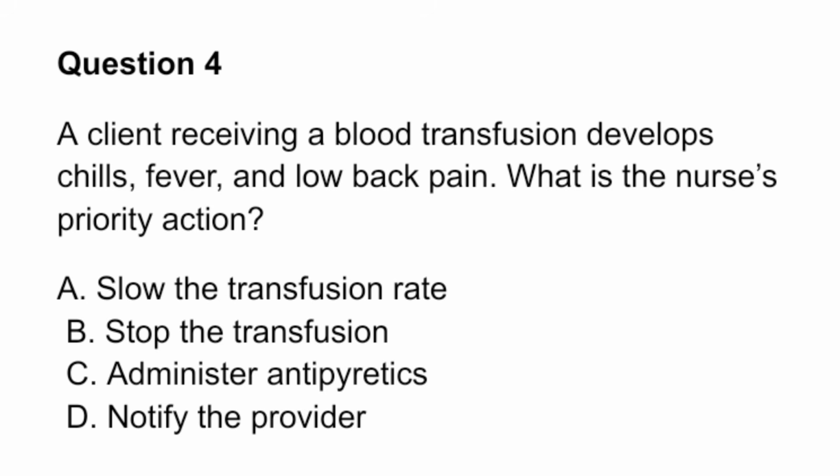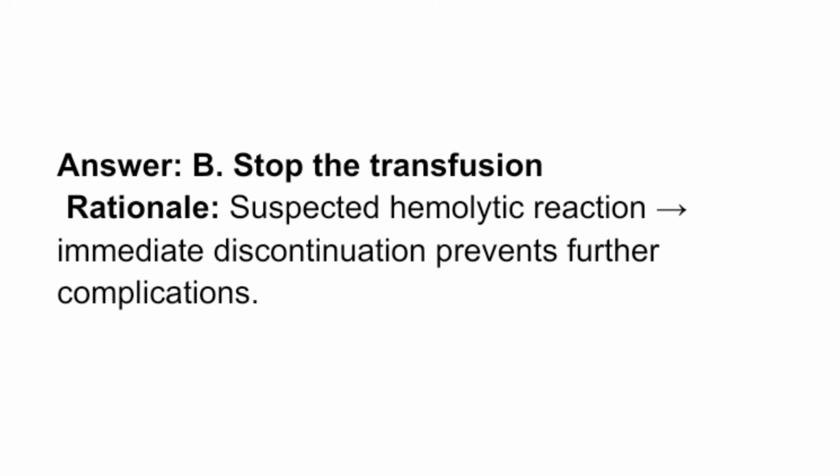Question 4. A client receiving a blood transfusion develops chills, fever, and low back pain. What is the nurse's priority action? A. Slow the transfusion rate. B. Stop the transfusion. C. Administer antipyretics. Or D. Notify the provider. Answer B. Stop the transfusion. Rationale: suspected hemolytic reaction, immediate discontinuation prevents further complications.